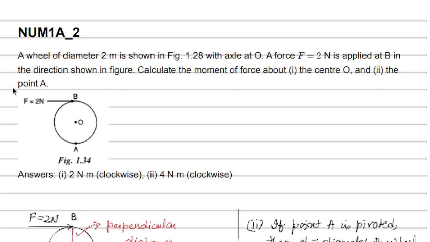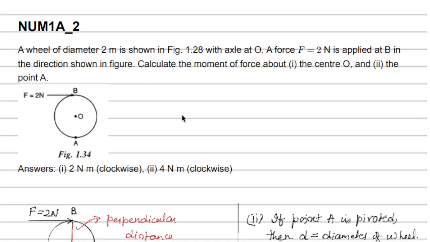And second, they have asked about point A. So if this is fixed, then what will be the moment? So what will happen in this case? We have to take the force as the same, but the distances are different. So first, the torque about the center will be of this much distance, and for the second one, we have to consider this entire diameter. So let's see the solution.